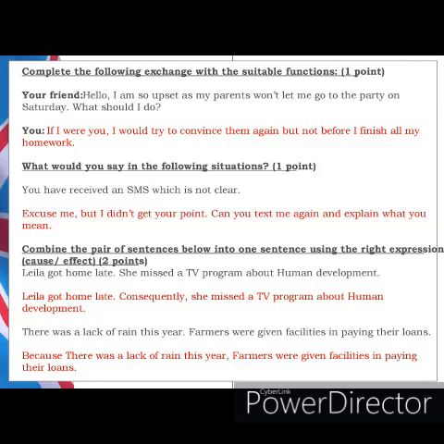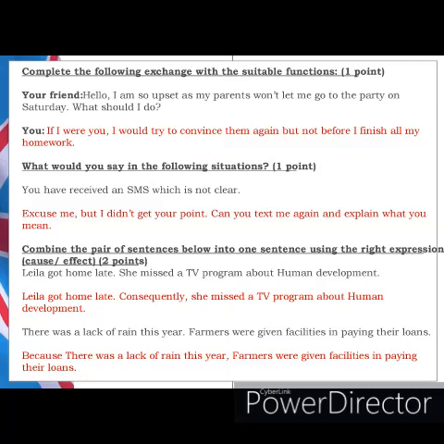So after consequently, as you can remember, consequently is a linking word, but it's a sentence connector. It is a linking word that starts a new sentence, but before it we should have a full stop, and after it we have to put a comma. Layla got home late. Consequently, she missed a TV program about human development.